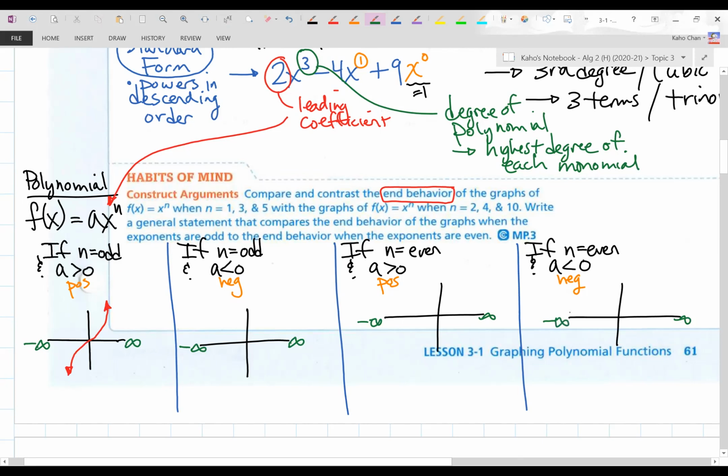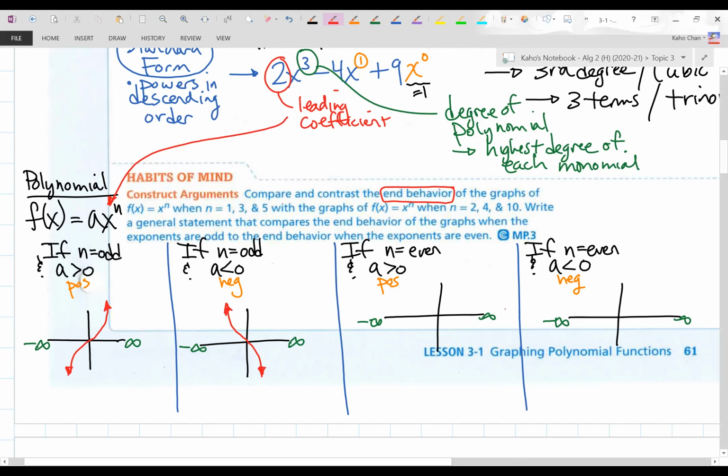What happens if your leading coefficient is negative? Your multiplier changes all the y values. So that graph is vertically reflected. It will look something like this. That a value, when it's negative, does a vertical reflection.